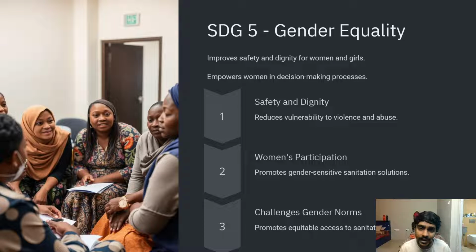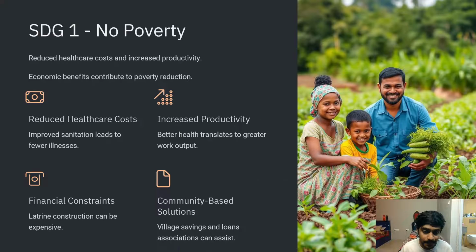Up next, we have SDG 5, which is gender equality: improved safety and dignity for women and girls, empowers women in decision-making processes, reduces vulnerability to violence and abuse. It also promotes women's participation in gender-sensitive sanitation solutions. And finally, it also challenges gender norms, where it promotes equitable access to sanitation facilities, where no human being is stopped from going to a proper sanitation facility just because of their gender.